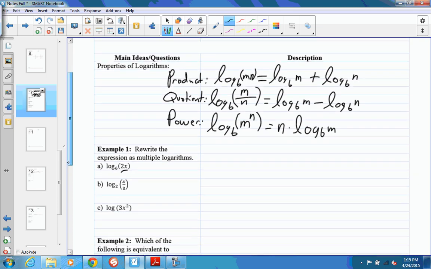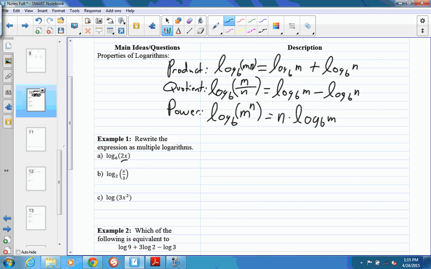I think doing some example problems will help, guys. It honestly will. So those are all the notes you need. I want to do some example problems, make sure we're good. We'll expand some into multiple logs, and we'll take some multiple logs and condense them down to one.